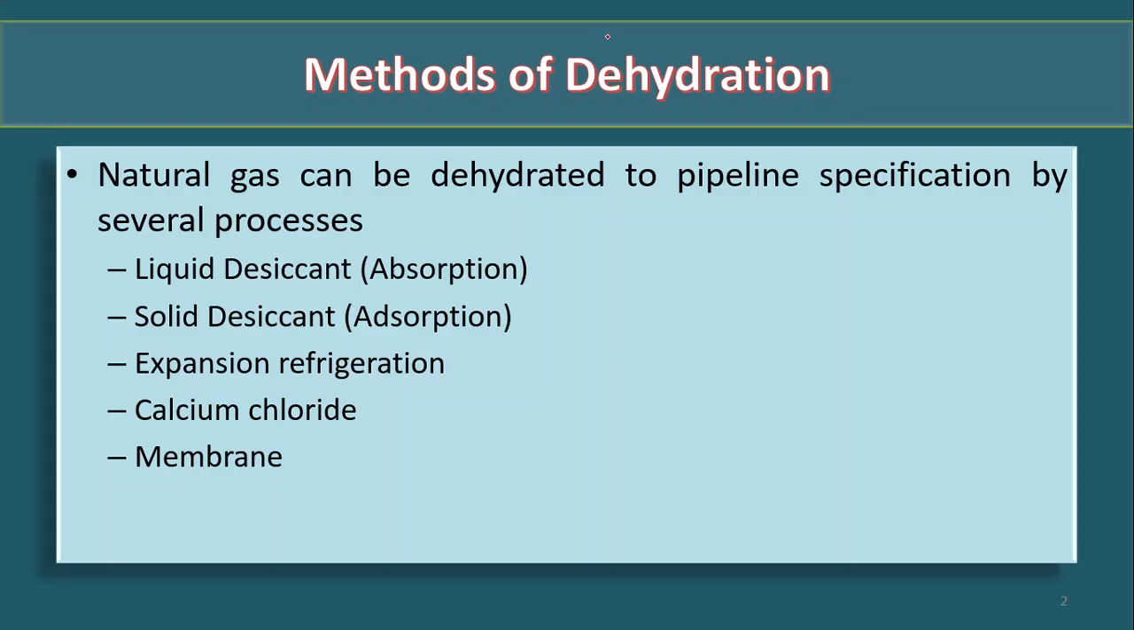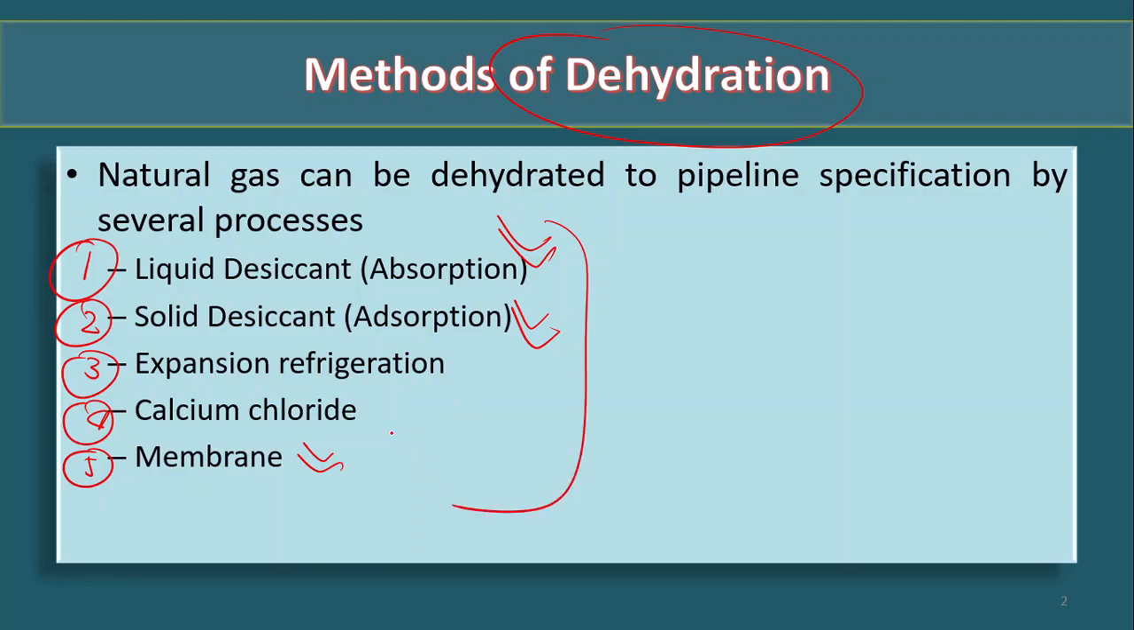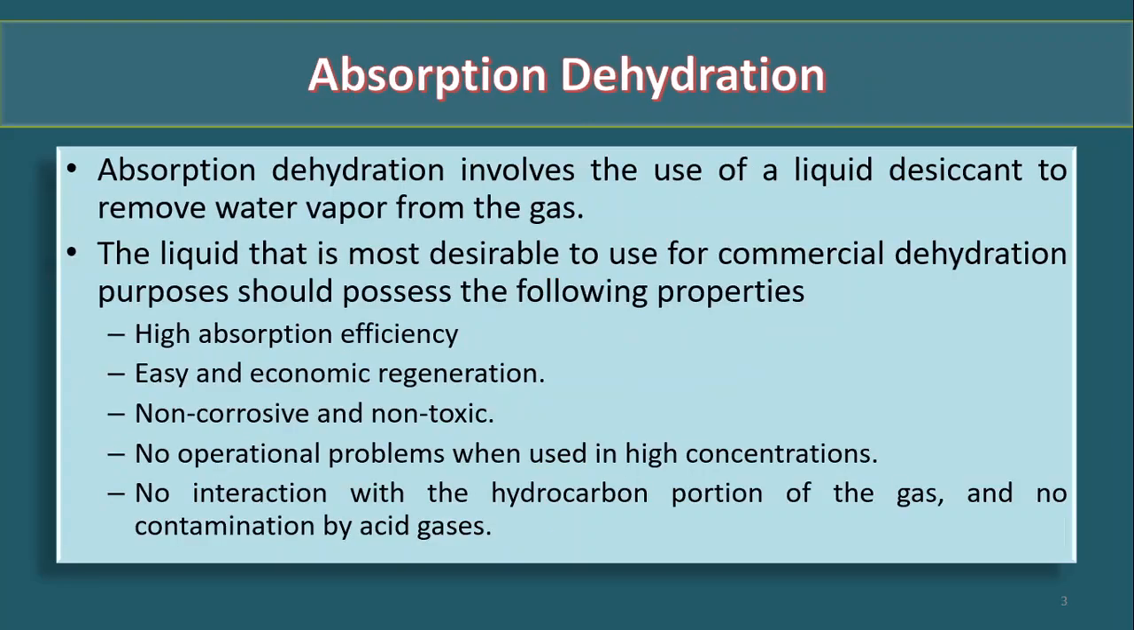So as far as dehydration is concerned, it means the removal of water from the natural gas, and that can be done by several processes. For example, number one is the liquid desiccant, that is the absorption process. Number two is the solid desiccant, that is the adsorption process. Then we can go for the expansion refrigeration method. We can also use the calcium carbide method for dehydration, and we can also use membrane technology for the removal of water from the natural gas. So this is a brief list of the different types of processes used for the removal of water from the natural gas.